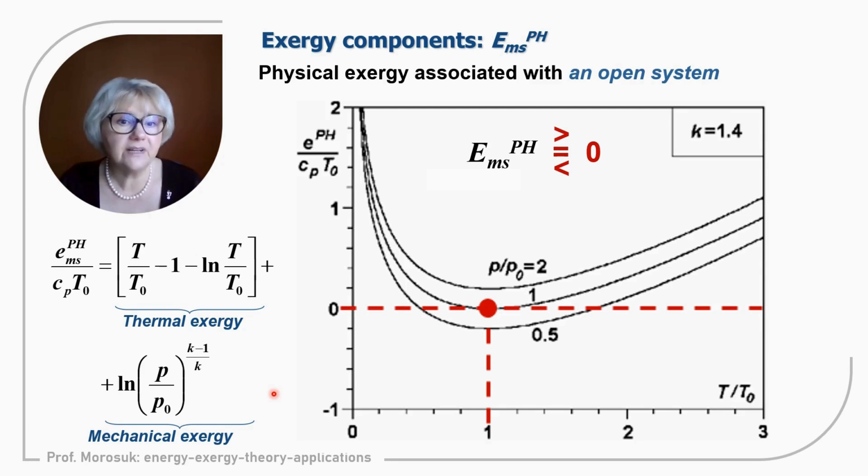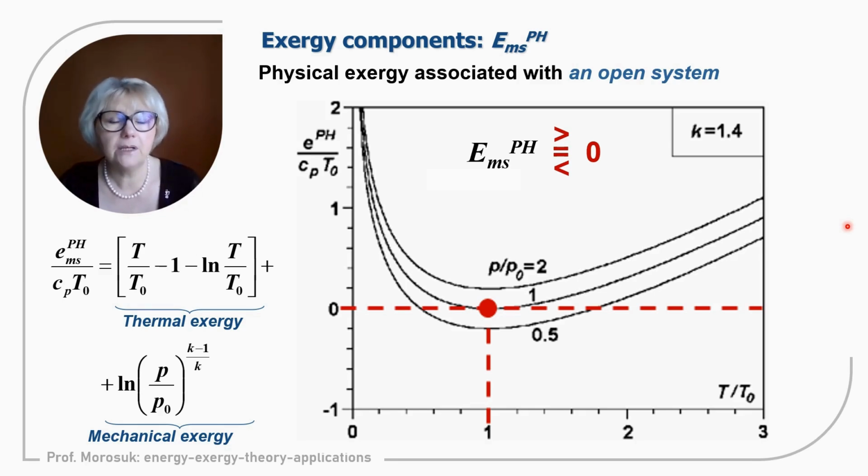Or it will be vice versa. The thermal part will not contribute so much to the physical exergy, but the mechanical part will contribute significantly. Then physical exergy will be negative. So a very important conclusion: physical exergy of the material stream can be positive, can be zero for environmental conditions, and also can be negative.